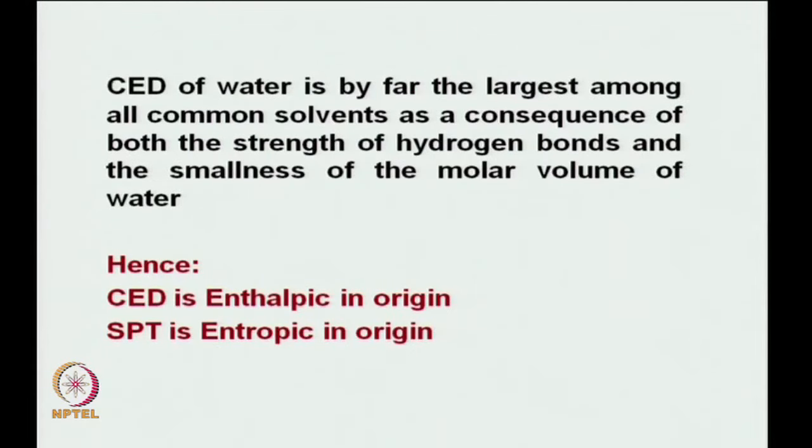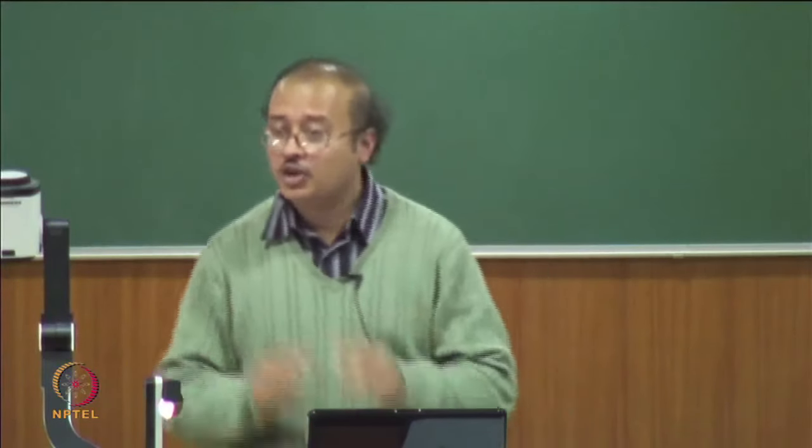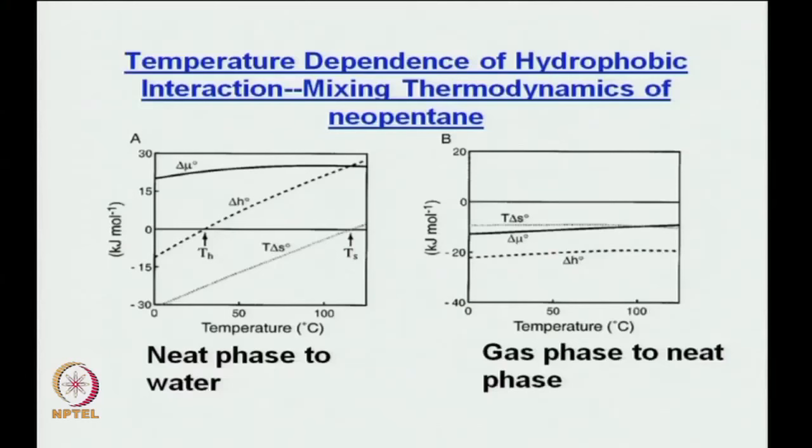So, hence you are looking at two effects now. One is the CED, which is enthalpic in origin because you have delta H, and the other one is the scaled particle theory, which is about size, essentially entropic in origin. Then the obvious question is, which one dominates, or which one is more important? We will look at that later, but let us look into some thermodynamics. I will just start with this, and then in the next class I will elaborate on it more.